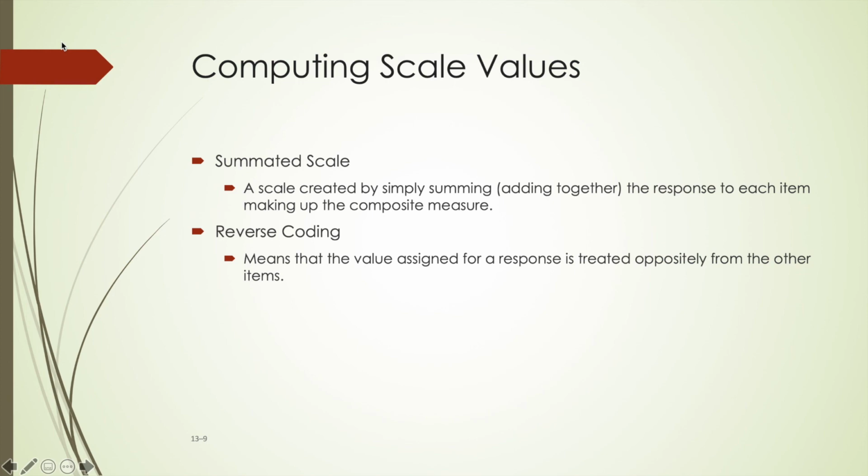Now, reverse coding means that the value assigned for a response is treated opposite from the other items. And so here you have the changing value of a response to a scale. So it's opposite of the original value. For example, the textbook tells you a scale from 1 to 5 is reversed, so that 1 equals 5, 2 equals 4, 3 equals 3, 4 equals 2, and 5 equals 1. And this is done, as the textbook indicates, so negative items in a scale are scored in the same direction as positive items. So you're not biasing your responses, and everybody has a more equal chance of being adequately measured.